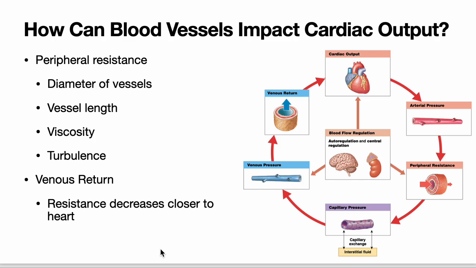Resistance, that peripheral resistance, decreases as you get closer to the heart, because think about it. The veins have large lumens, and there's going to be less turbulence. The vena cava are relatively short, so that's less vessel length. And so overall, we see less resistance, which helps to increase return.